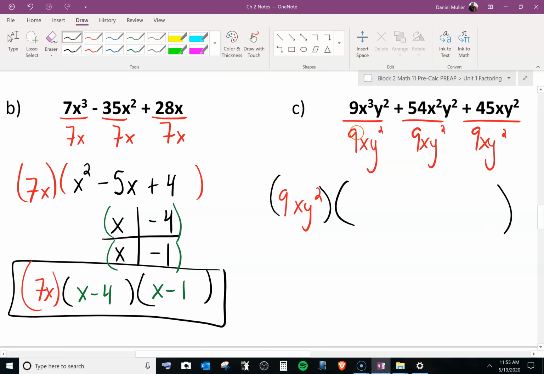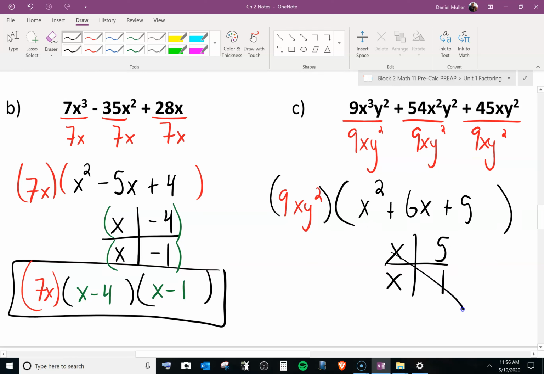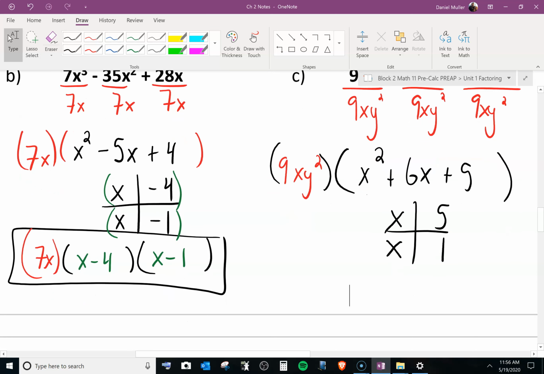And I'm left with 9 over 9 is 1. x cubed over x. There's an x squared left on top. The y squareds cancel. 54 over 9 is going to be 6. x squared over x. There's 1 left on top. The y squareds cancel. And 45 over 9 is 5. The x's both cancel, and the y's both cancel. So I can factor that. x and x get me x squared, and I need to get to 5. 5 and 1. And they can both be positive. My inside's positive. So then I get a 1x and a 5x. 1x plus 5x is 6x, and that's exactly what I need.